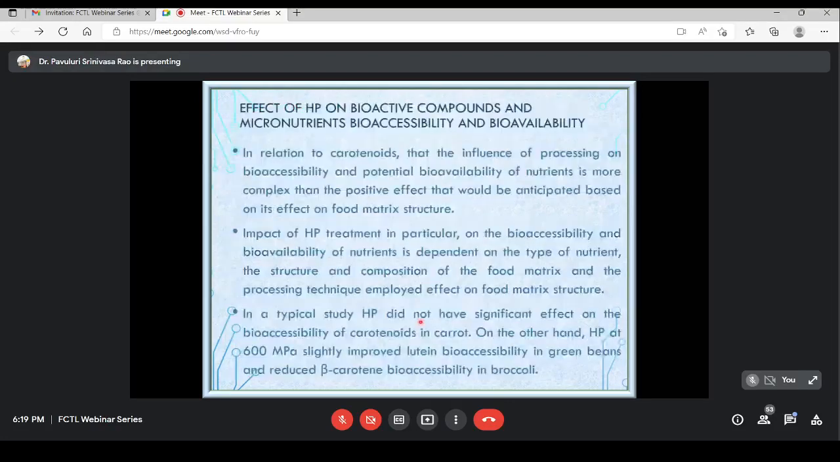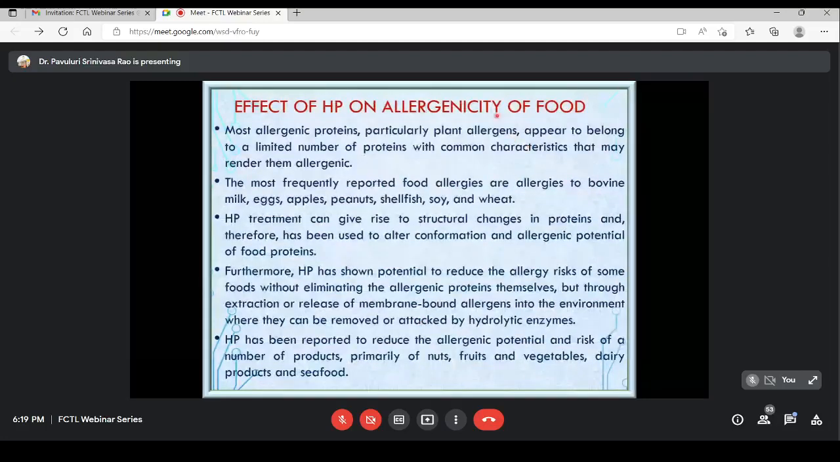The other one is the influence on allergenicity of the food also. For example, the most frequently reported food allergies are allergies to bovine milk, eggs, apple, peanut, etc. The HP treatment can give rise to structural change in proteins, and therefore it has been used to alter the conformation and allergic potential of the food proteins. Furthermore, HPP can show potential to reduce the allergy risks of some foods without eliminating the allergenic proteins themselves, but through extraction or release of the membrane-bound allergens into the environment where they can be removed or attacked by hydrolytic enzymes. So this is one specific path of reducing allergenicity.